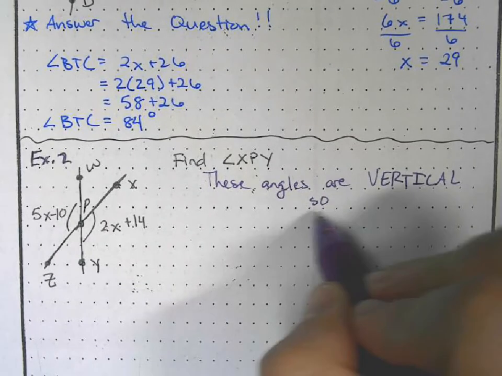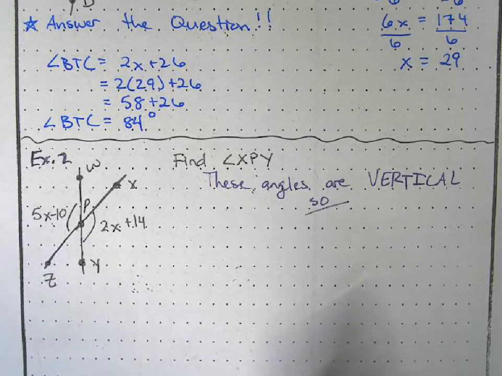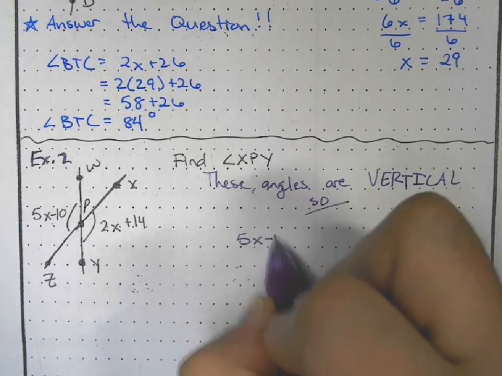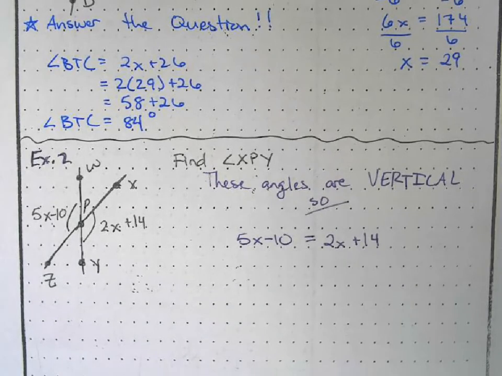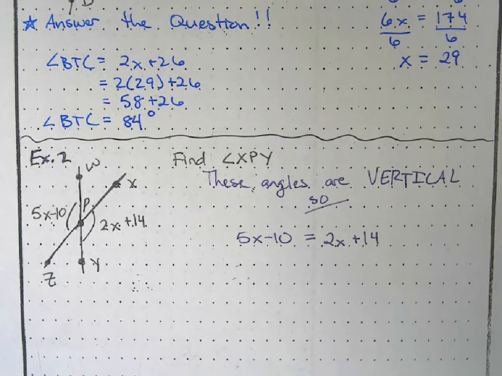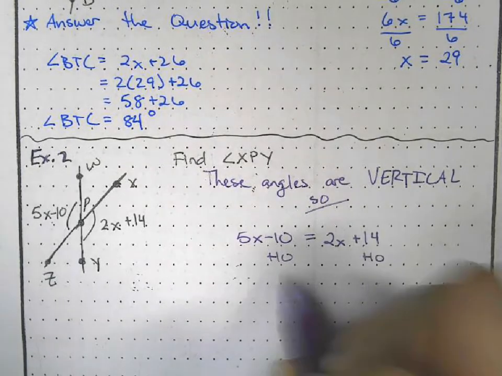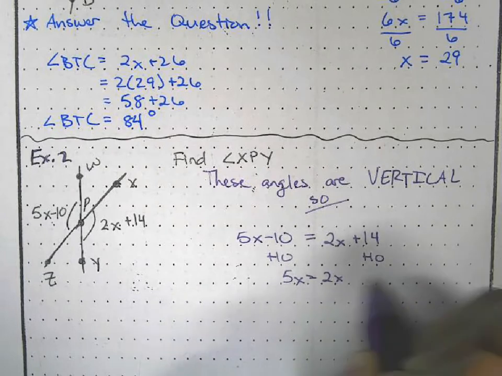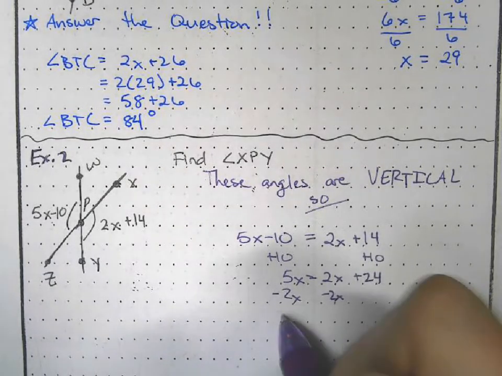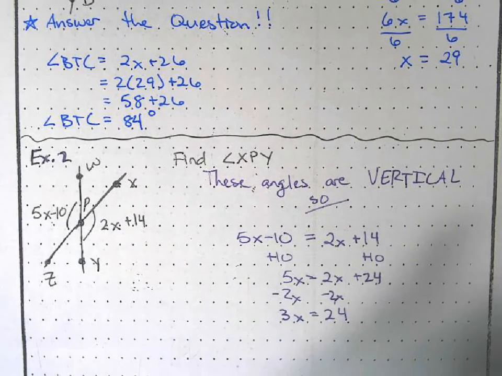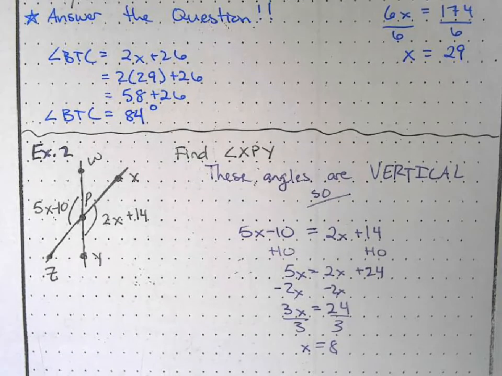So we can set them equal to each other. So let's say 5x minus 10 equals 2x plus 14. And now we solve. Add 10 to both sides. 5x equals 2x plus 24. Subtract 2x from both sides, and we get 3x equals 24. Divide by 3, and we get x equals 8.